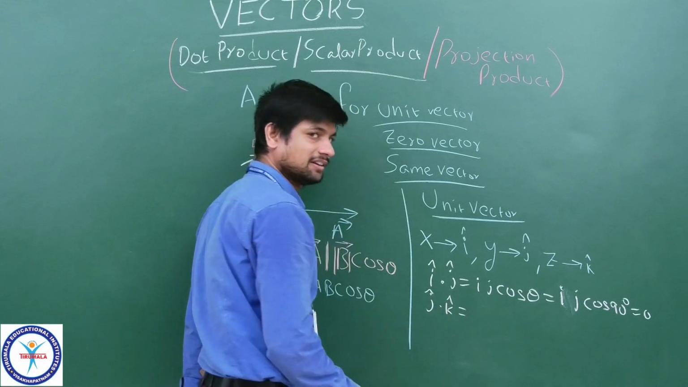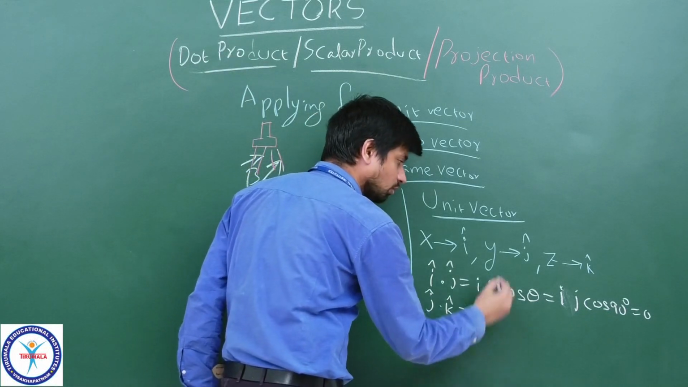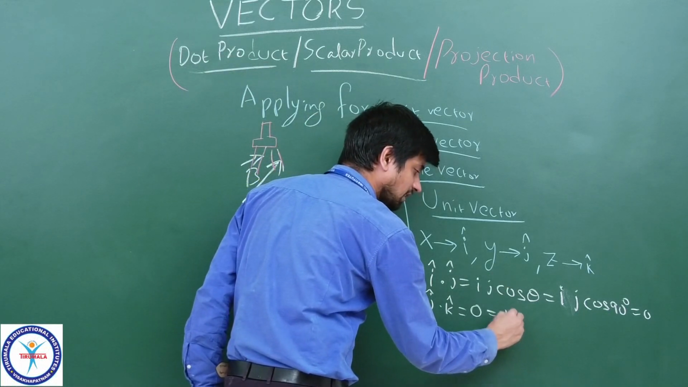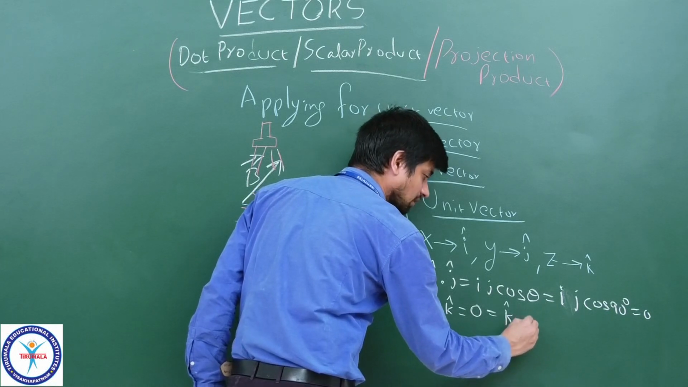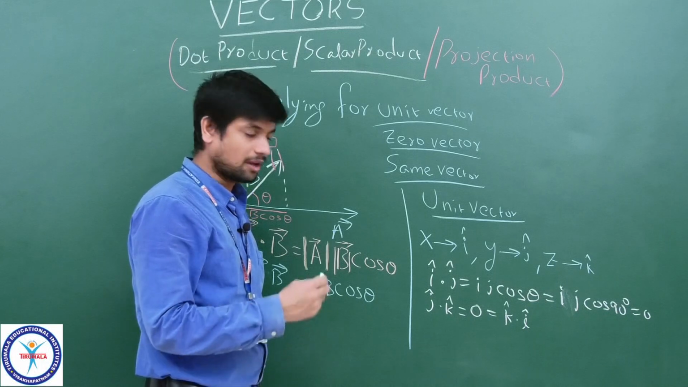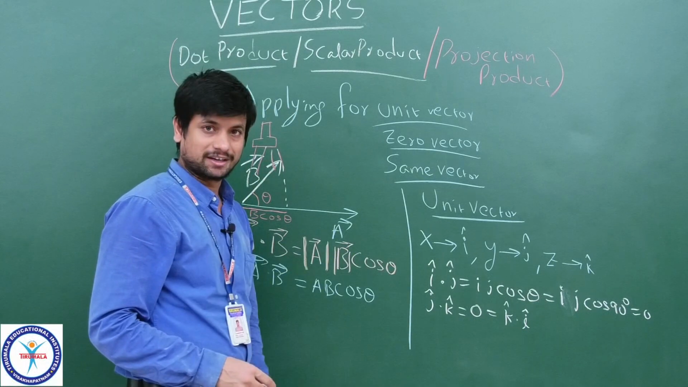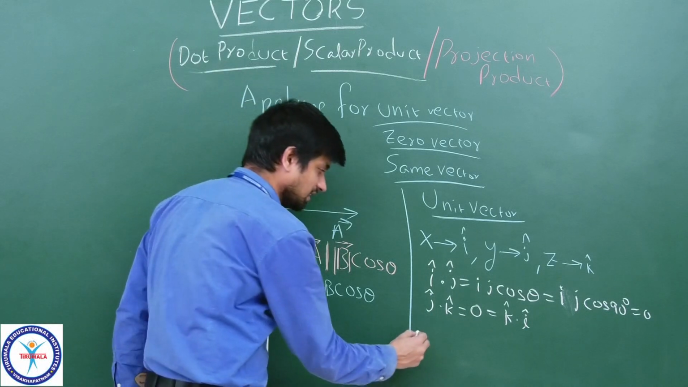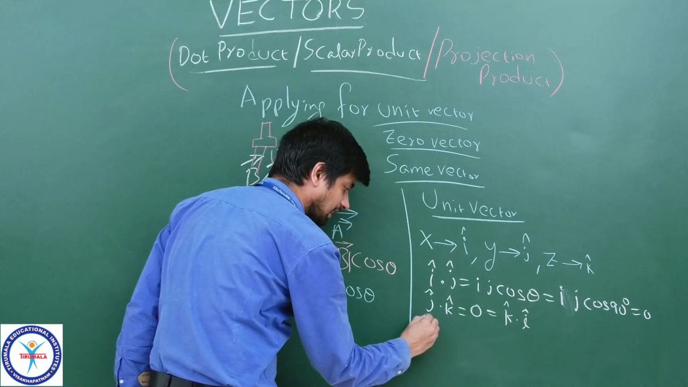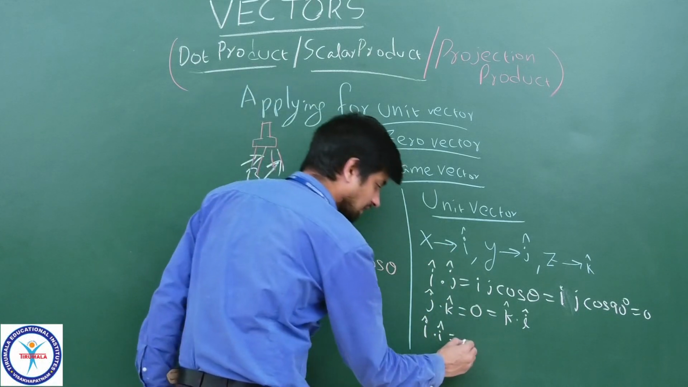In the same way, j cap, k cap. What do you get, children, again? The angle between them is 90. So, obviously 0. So, it can be written again k cap and i cap. Okay. Now, you can check for the same unit vectors. See here, i cap dot i cap. Okay. What do you get, children?